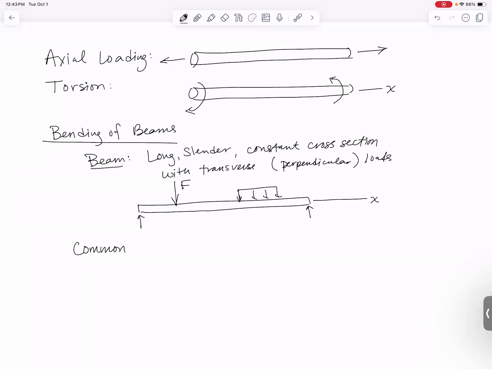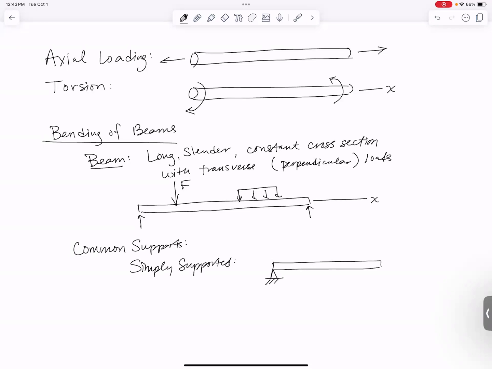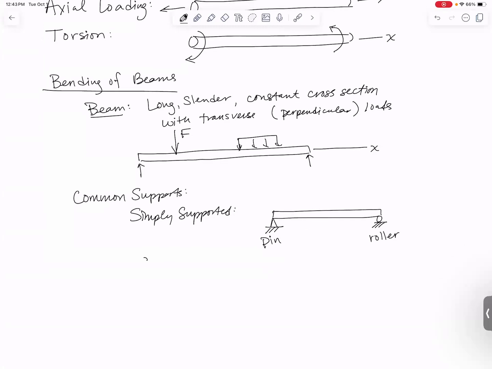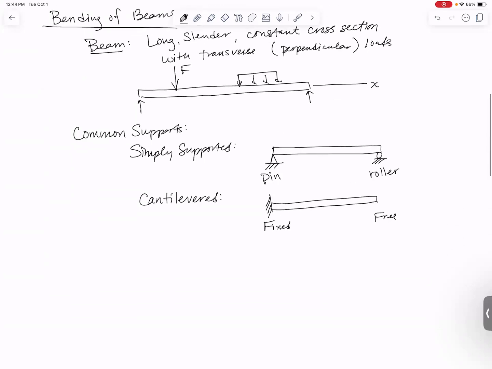Common supports. The 2 most common are simply supported, where we have a long beam with a pin on one end and a roller on the other end. Pin plus a roller. The other very common beam support is called a cantilevered beam, which is one that is fixed on one end and free on the other. So fixed and free. These are our 2 most common types of supports, but we can have other variations.